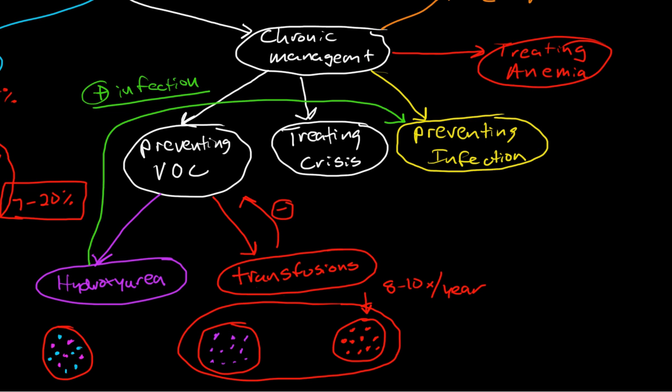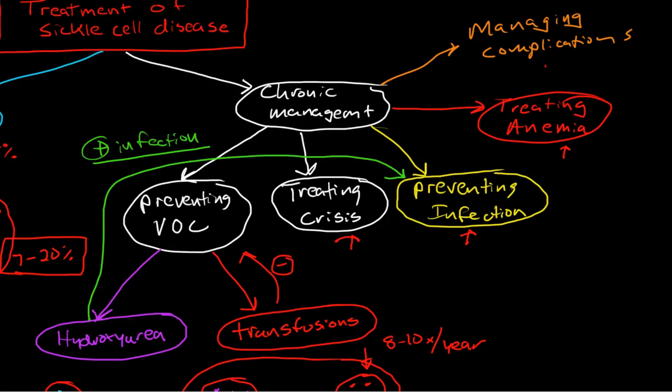That decreases the number of vaso-occlusive crises. In my next video, I'm going to talk about how to treat crises when they occur, how to prevent infections, how to both treat and prevent anemia, and how to manage complications of vaso-occlusive crises and the chronic complications of sickle cell anemia.